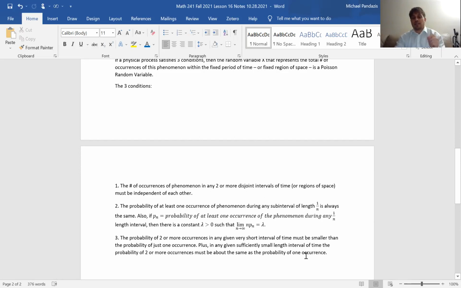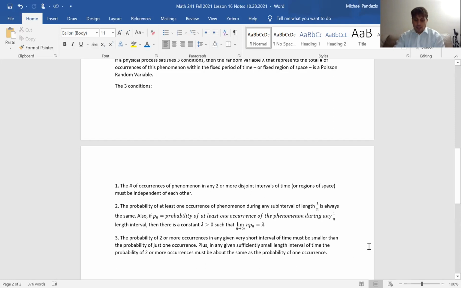Plus, in any given sufficiently small length interval of time, the probability of two or more occurrences must be about the same as the probability of one occurrence. So not only is the probability of two or more occurrences strictly less than the probability of one in arbitrarily small length intervals of time, it's less, but it's close. So it's smaller, but very close. That's this assumption, and that's the third assumption, okay? So we have these three conditions, okay?